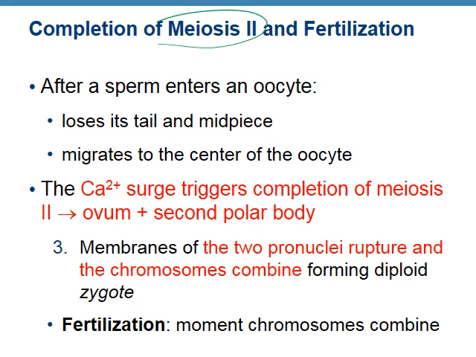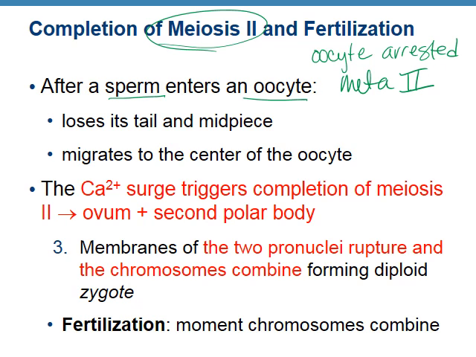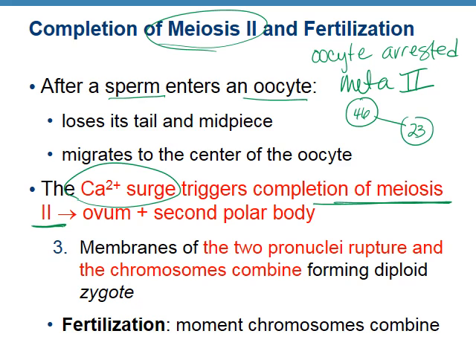Here's the fun part, back to meiosis II. So remember that the oocyte is arrested in metaphase II. When the sperm enters the oocyte, that calcium surge triggers the completion of meiosis II. So remember, we're at this part. We've got 46 chromosomes. We have to finish this split.